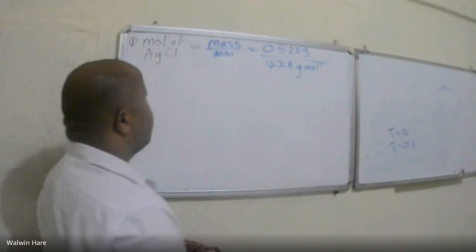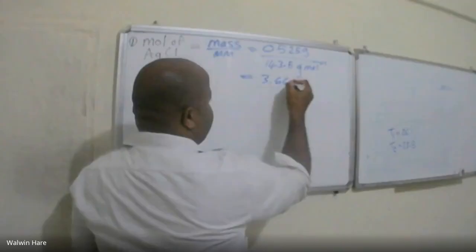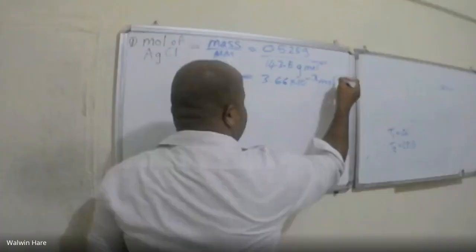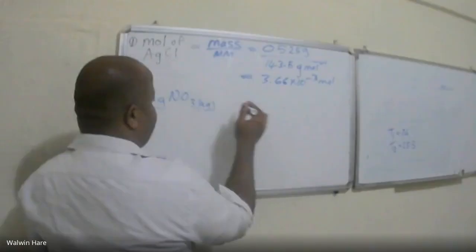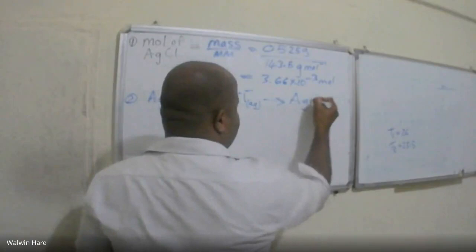Molar mass is that. So what's the number of moles? About 3.66 times 10 to the negative 3. 3.66 times 10 to the minus 3? Yes, sir. All right. And then the equation? I wrote AgNO3 aqueous plus Cl minus aqueous gives AgCl solid plus NO3 minus aqueous. So it's silver nitrate plus the chloride ions to produce silver chloride plus the nitrate ion.